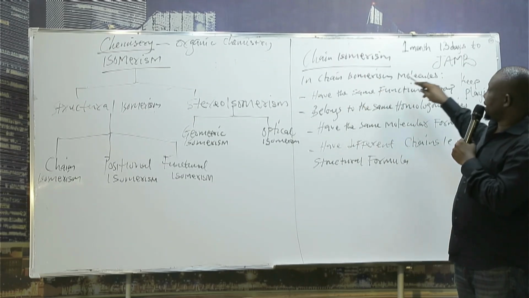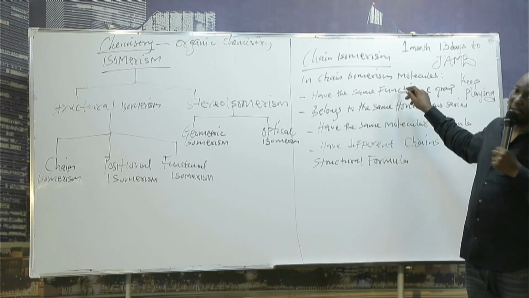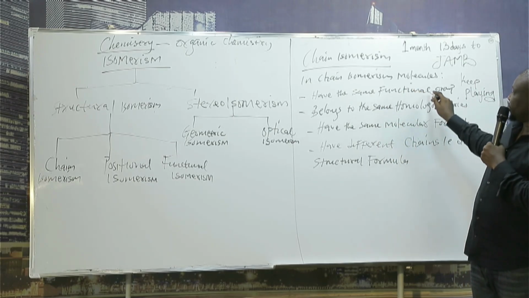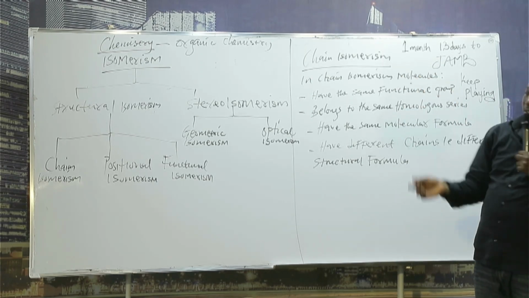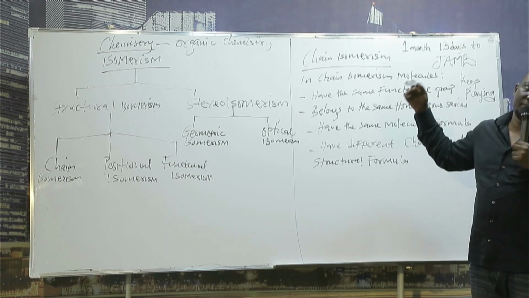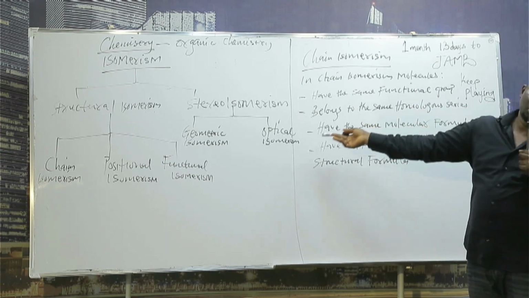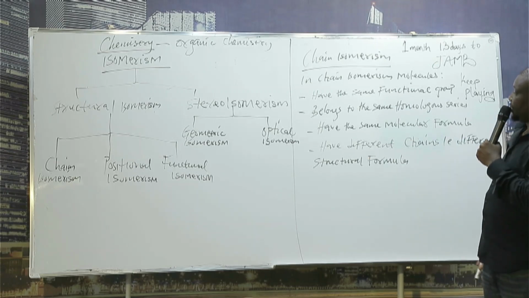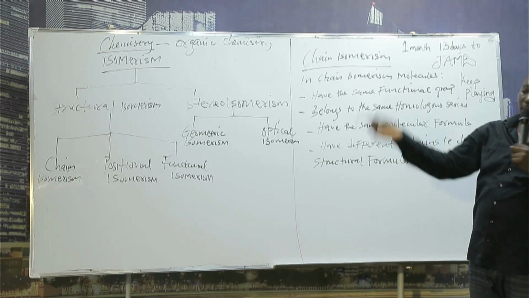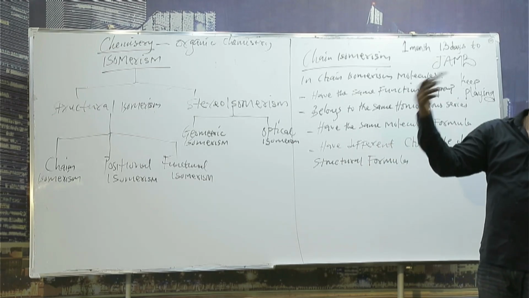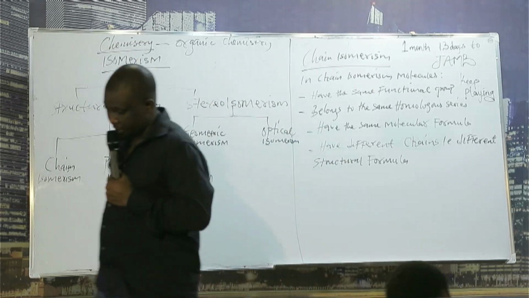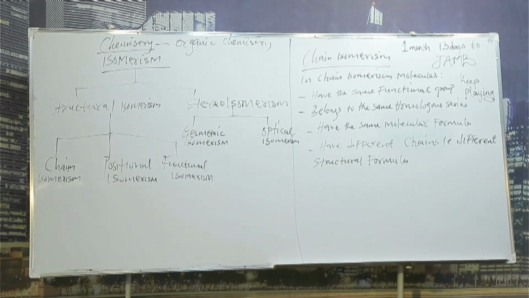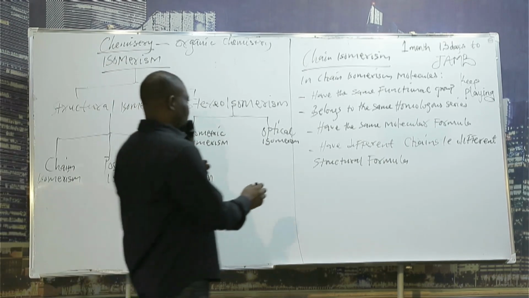In chain isomerism, you will see that the molecules will have the same functional group. That means for molecules to be described as chain isomers, they must belong to the same homologous series. They must have the same functional group. They must have the same molecular formula. They must have different chains or different structural formula. So these are features of chain isomers. For example, I'll just give one example.